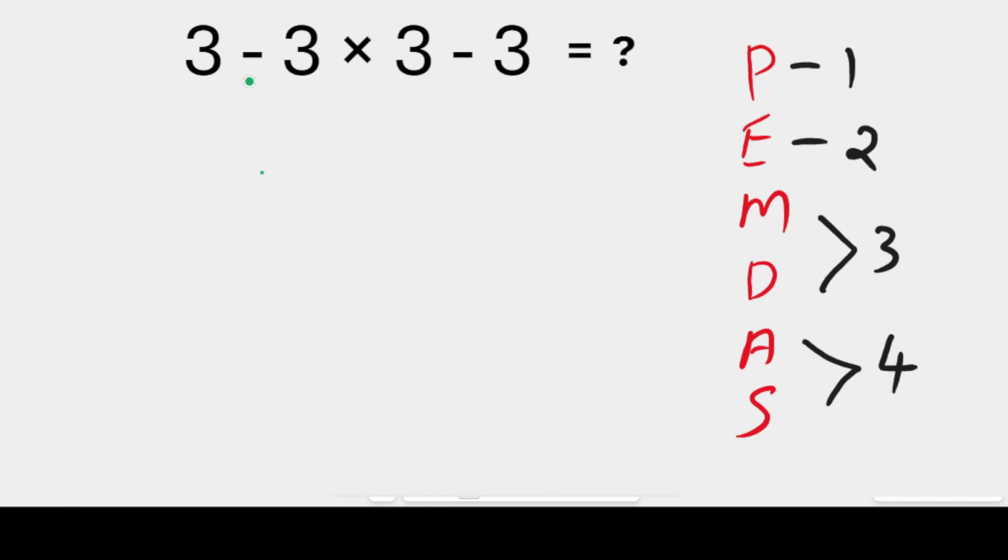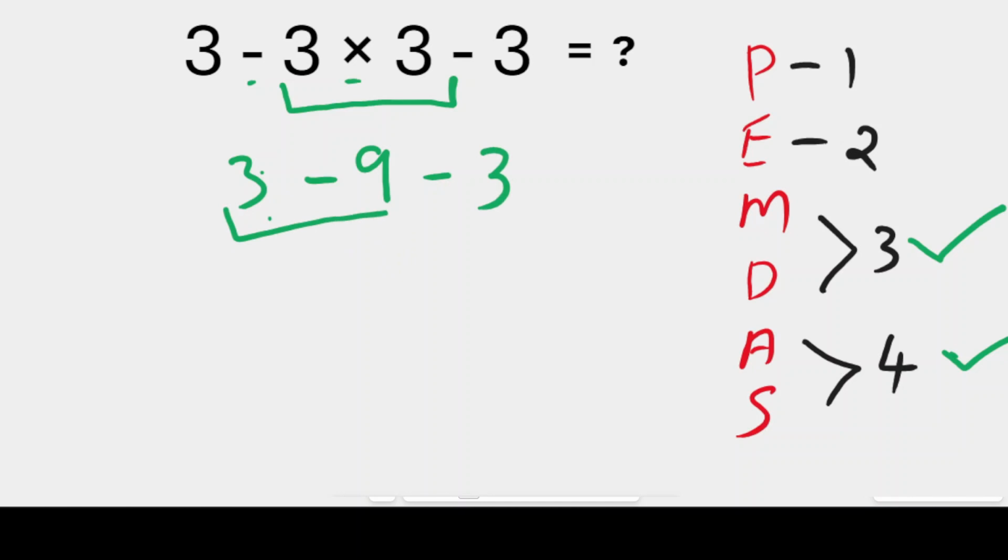Here you can see we have subtraction, multiplication. According to PEMDAS rule, multiplication have higher priority than subtraction. So we have to calculate the multiplication first. So 3 into 3, we will get 9. 3 minus 9 minus 3.